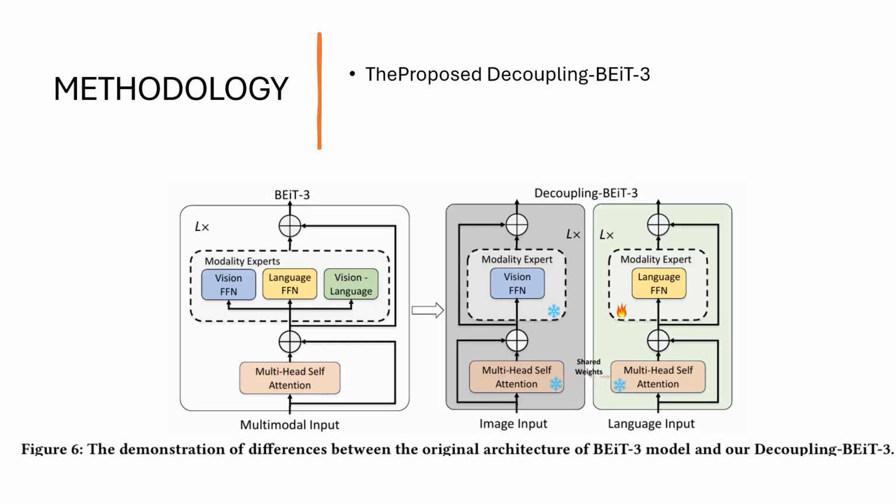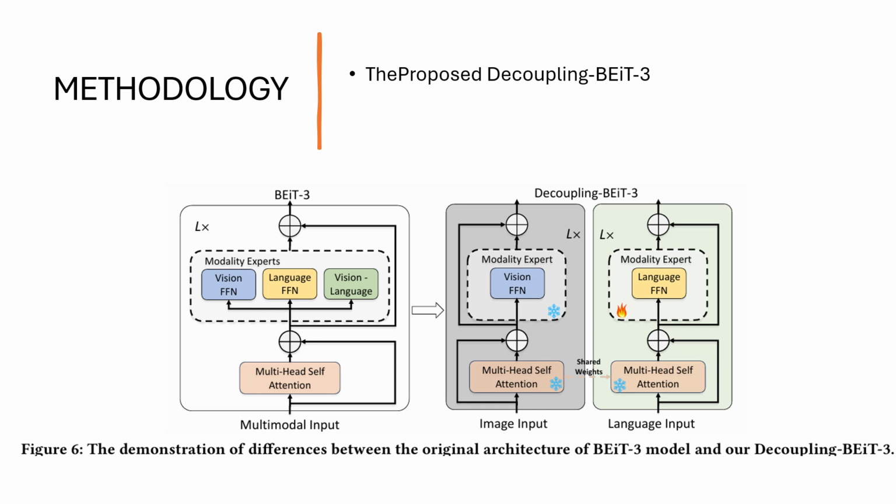So here in the methodology, the BEiT-3 model is originally constructed as a multiway transformer design, as depicted on the left side of Figure 6. The multiway transformer block in BEiT-3 features shared self-attention modules and a pool of feed-forward networks tailored for different modalities. To better fit the LLIR task, we propose a decoupling BEiT-3 as the MLLM encoder in our CFIR.